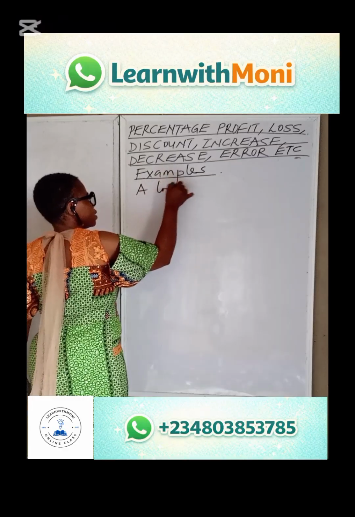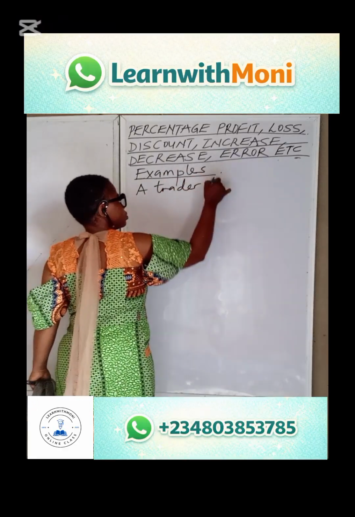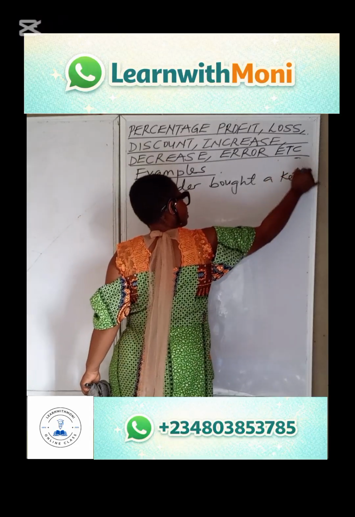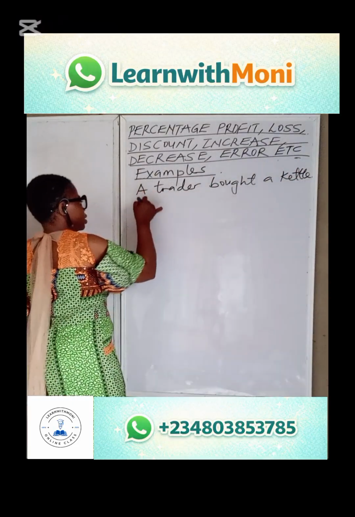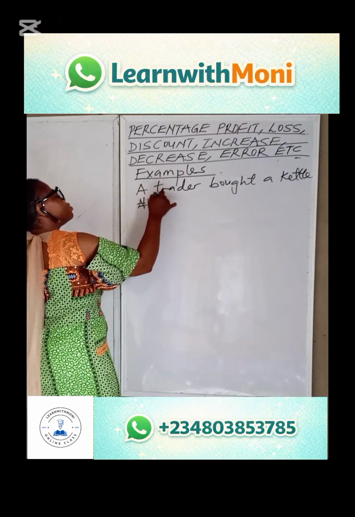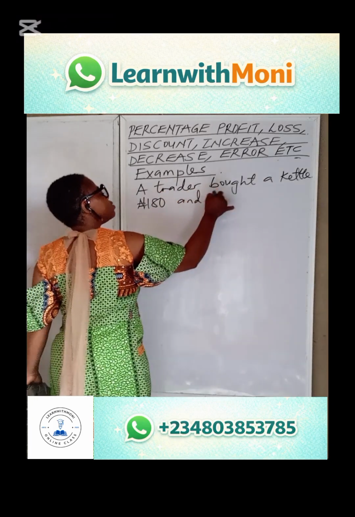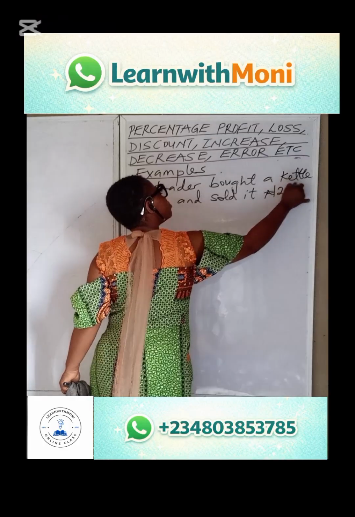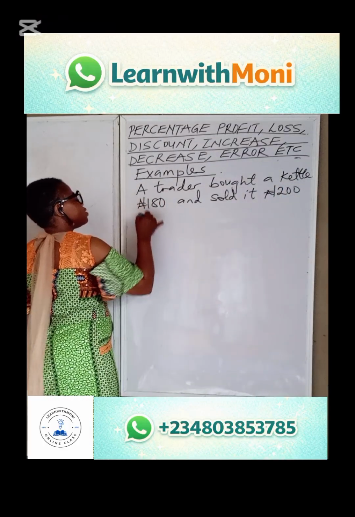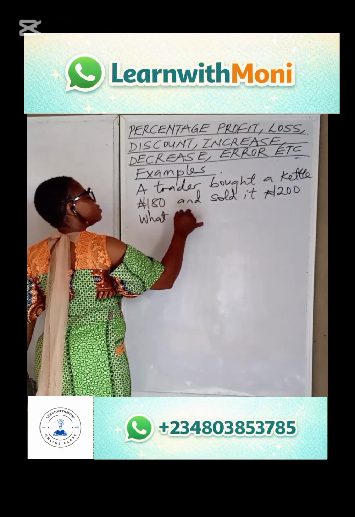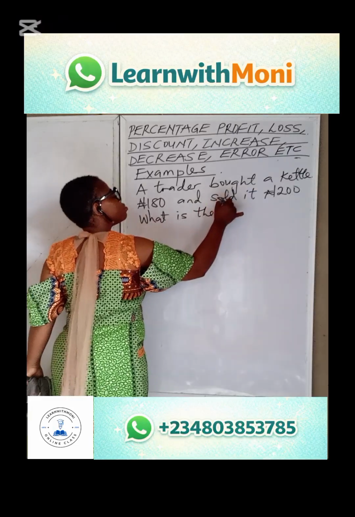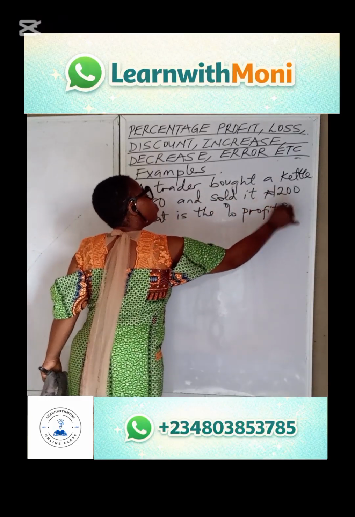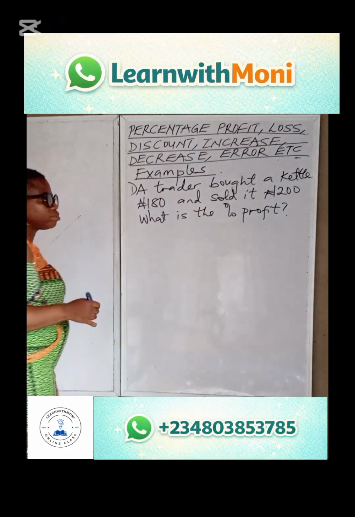A trader bought a kettle for 180 naira and sold it for 200 naira. What is the percentage profit?